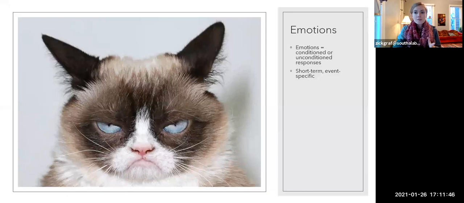So by definition, emotions are short-term experiences, and they're usually triggered by or directed towards a specific event. This is in contrast with concepts like mood and affect. Mood is sort of a broader, longer-lasting state. Mood has more to do with how likely or unlikely you are to have certain emotional reactions over a period of time. So if you're having depressed mood, it means that compared to your baseline, you're less likely to have positive emotions and more likely to have negative emotions.